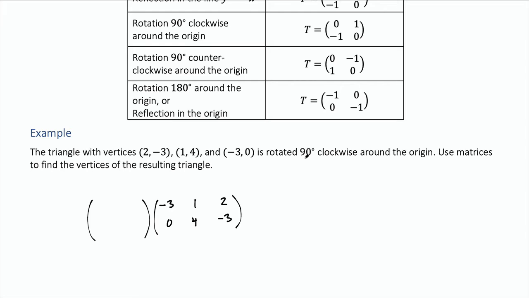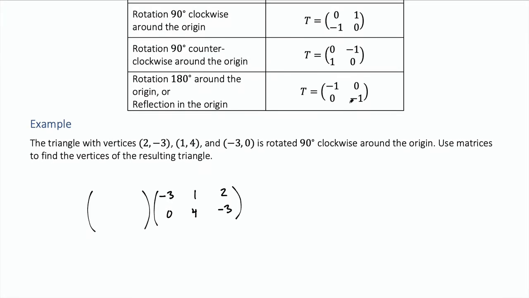We're doing 90 degrees clockwise around the origin. So that's this matrix right here, rotation 90 degrees clockwise around the origin. Here's the matrix: 0, 1, negative 1, 0. This is the matrix multiplication that's going to give us the new matrix. Let's go ahead and actually multiply.